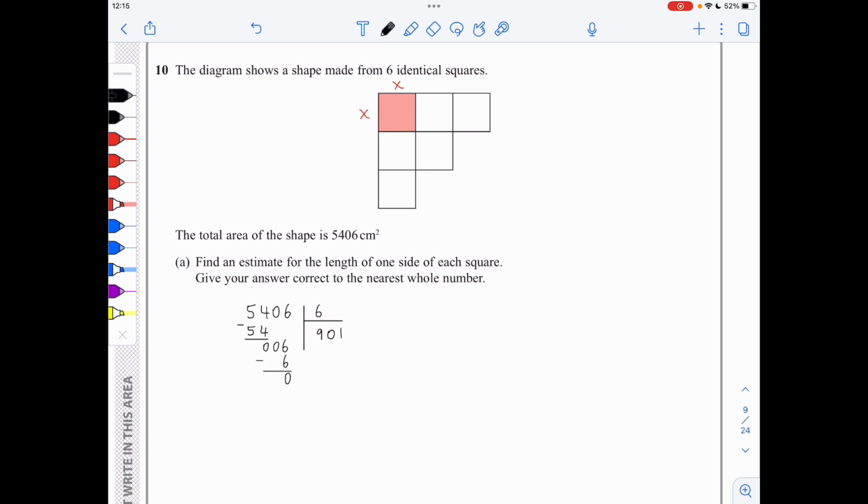So each of these squares has an area of 901 square centimeters, which means that x squared is 901. So x is the square root of 901. Now this is really close to a square number, 900, so it's approximately the square root of 900, which is 30. So the length of one side is approximately 30 centimeters.